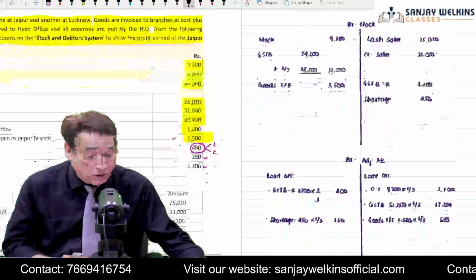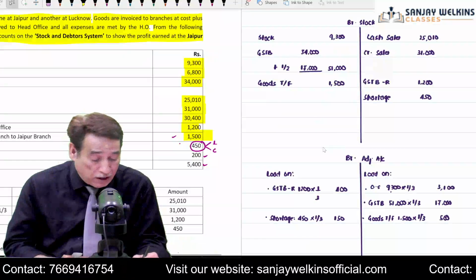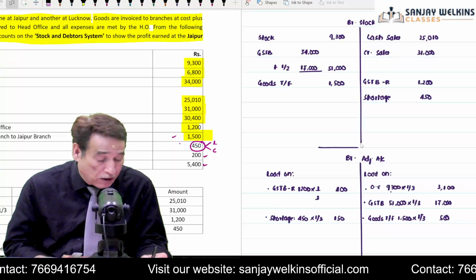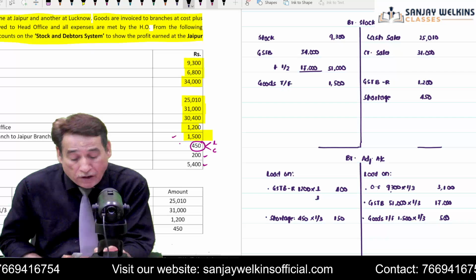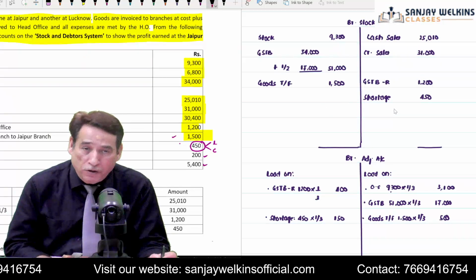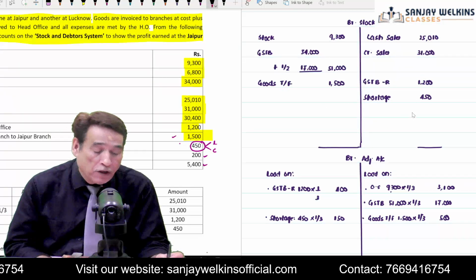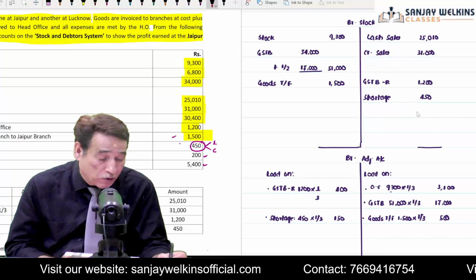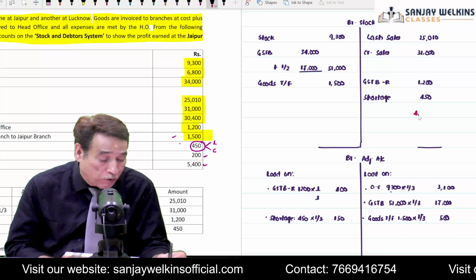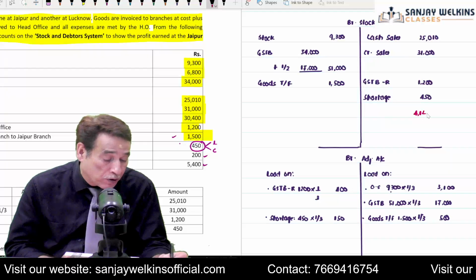Now in this particular question, first of all, I am going to tally out branch stock account. Now in this case, it's a pretty interesting question. I will tell you your debit side is bigger than your credit side, so balancing figure is appearing on the credit side. And the balancing figure will be, when you take the balance, equal to 4,140. Now you tell me, what should I consider it?